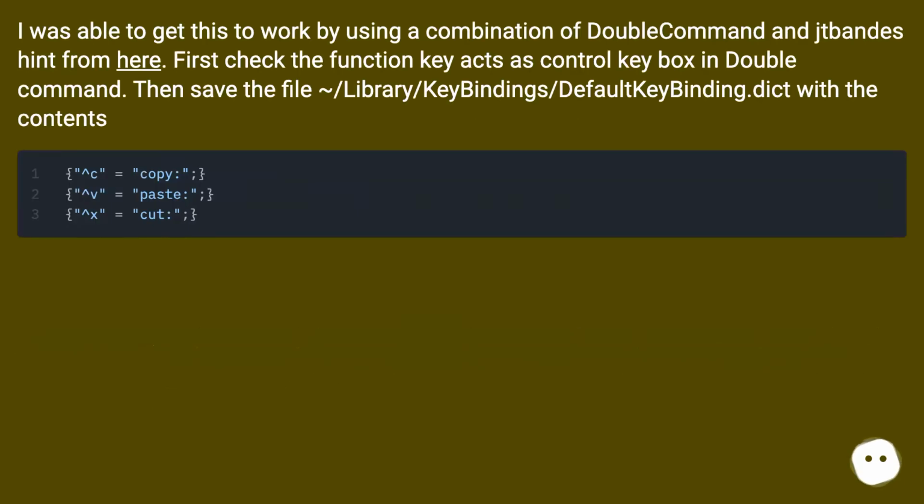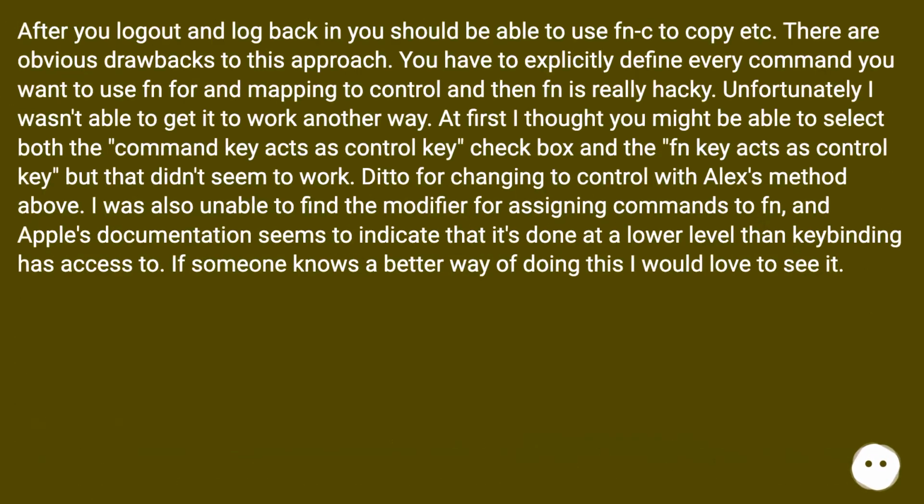I was able to get this to work by using a combination of double command and Japan's hint from here. First check the function key acts as control key box in double command. Then save the file /library/keybindings/default keybinding.dict with the contents. After you log out and log back in, you should be able to use Fn+C to copy, etc.